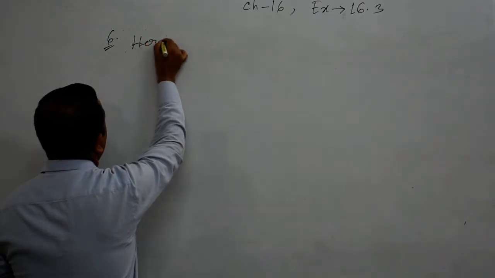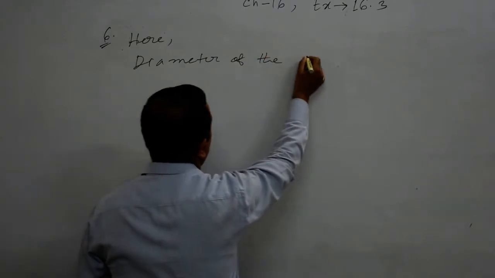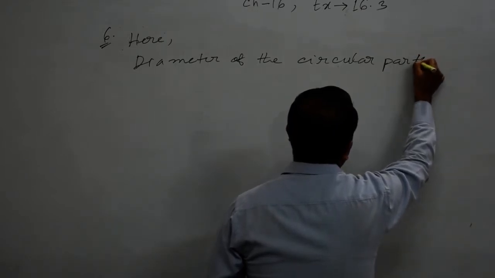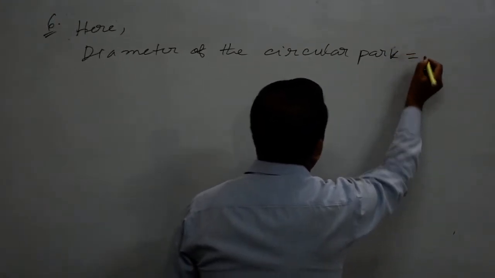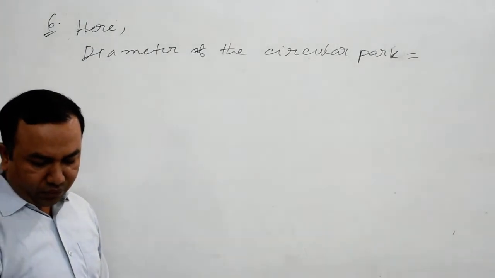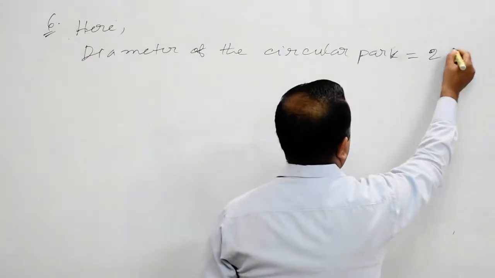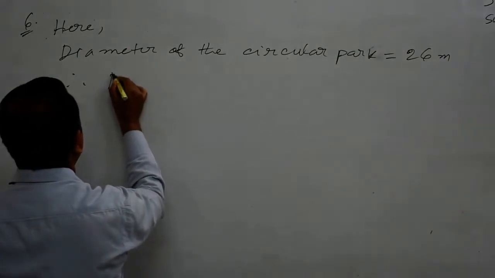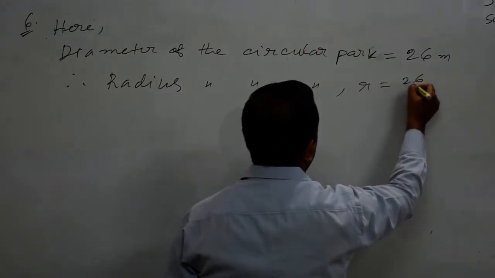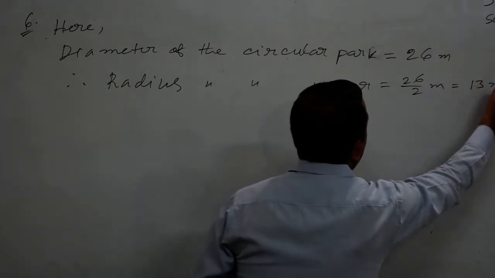Here, diameter of the circular park equal to what? Diameter of the circular park equal to 26 meter. Therefore, radius of the circular park is equal to 26 by 2 meter, equal to 13 meter.